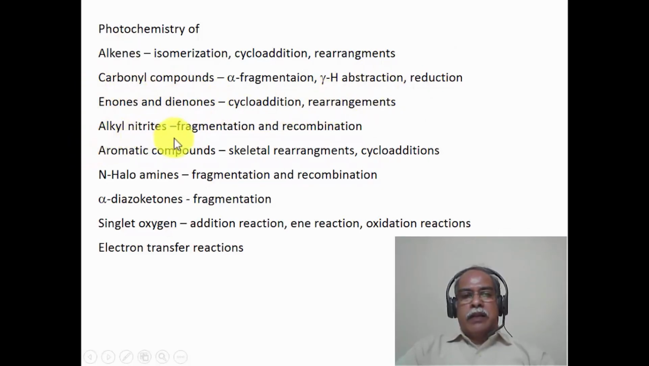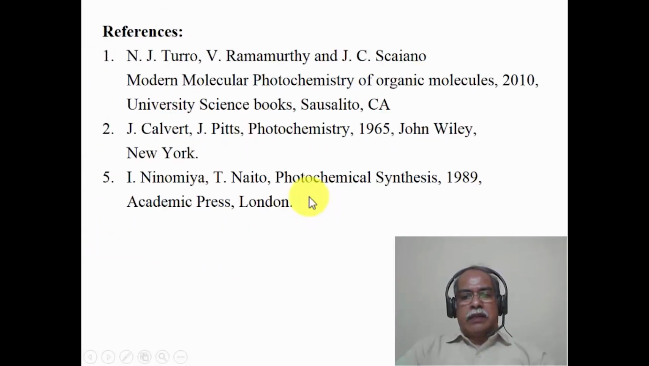The enones and dienones: cycloaddition processes and rearrangement processes in the photochemistry of enones and dienones. The photochemistry of alkyl nitrites, where we will talk about fragmentation and recombination, which is known as the Barton reaction. Photochemistry of aromatic compounds in terms of skeletal rearrangement and cycloaddition reactions. Photochemistry of N-haloamines in terms of fragmentation and recombination processes. Photochemistry of alpha diazoketones, where we essentially talk about the production of carbene and nitrogen from decomposition of diazoketones. Finally, photochemistry of singlet oxygen, where we will talk about addition reactions, ene reactions, and oxidation reactions. We will also talk about photoelectron transfer reactions, which are a separate category of reaction that we will deal with in detail at a later stage.